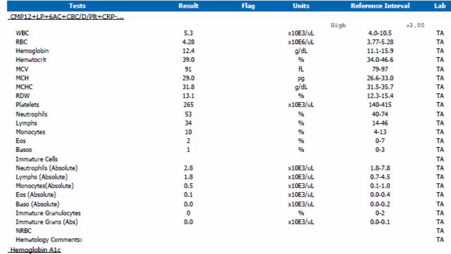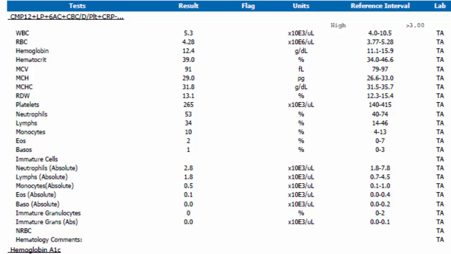And let's move down now to the absolute numbers for the white blood cells. So neutrophils came in at 2,800, lymphocytes at 1,800, monocytes at 500, eosinophils at 100, and basophils at 0. Immature granulocytes are at 0%, and the absolute number for immature granulocytes is 0. Nucleated red blood cells, none seen. And just in case you didn't notice in the units, these absolute numbers for blood cells is per microliter.